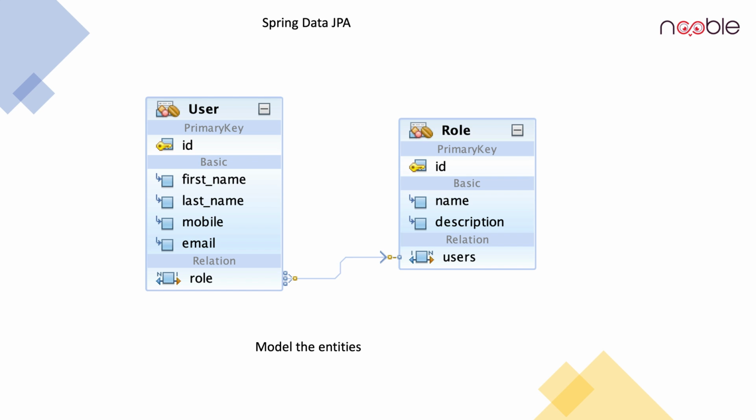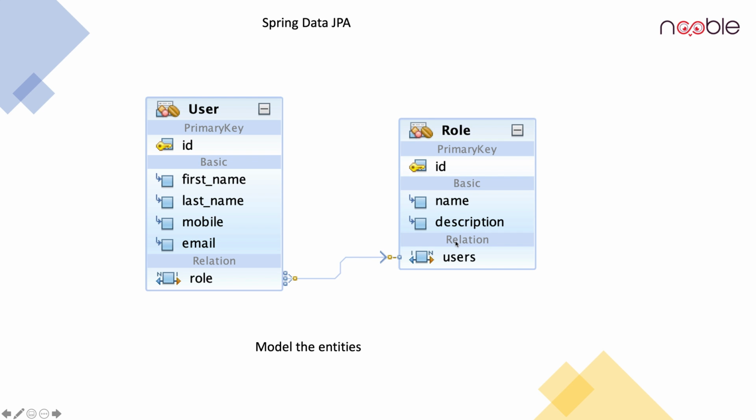Here you have the user and the role entities. In the user you have the ID, first name, last name, email, and here you can see it's a one-to-many annotation that we are using. One role and many users. So the relation is we'll have the role here and here we'll have the users defined here. So this is all about the entities.